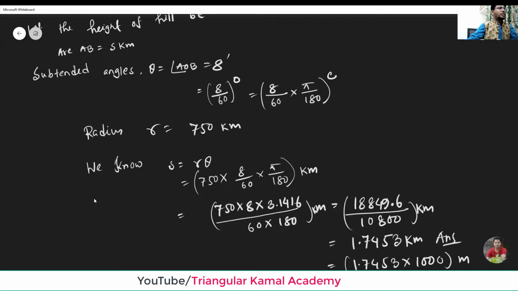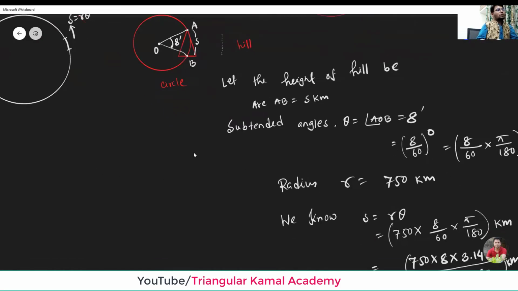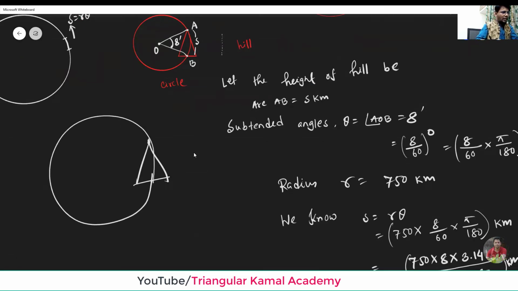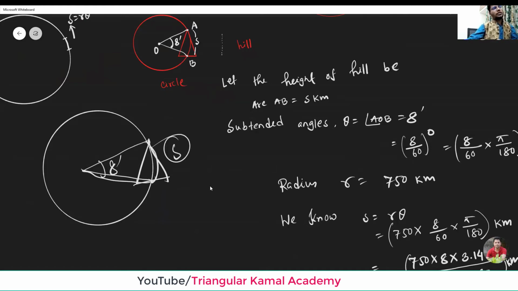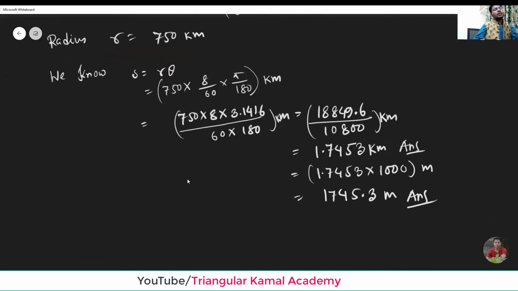So dear students, here we have done this math in two steps. First, the hill is so large that considering its base and top creates a circle, which subtends an angle at the center of the circle of 8 minutes. The radius is already given as 750 kilometers, and our requirement is the height of the hill, which is S here. Using the formula step by step, we have shown that the height of the hill is 1745.3 meters. So dear students, this is up to question number 13, and exercise 8.1 is done.